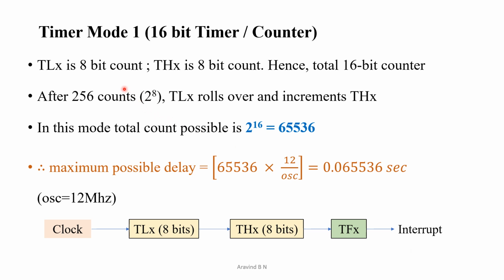Now let us go through the theory of it. TL is an 8-bit count and TH is an 8-bit count here. So the total combination is what generates the 16-bit counter.